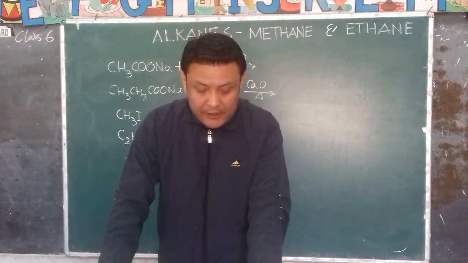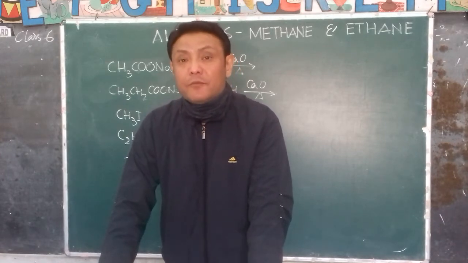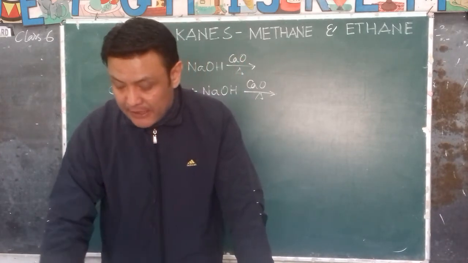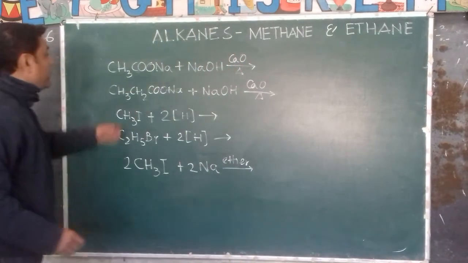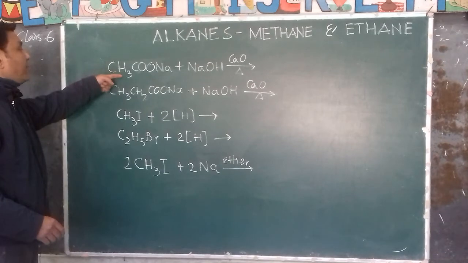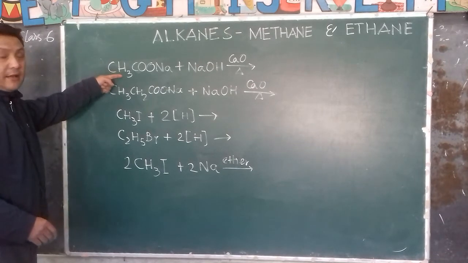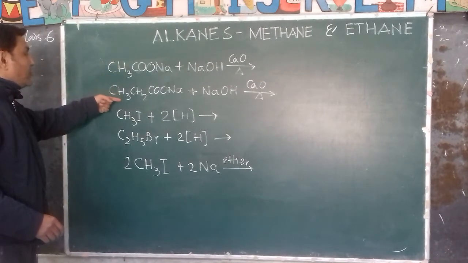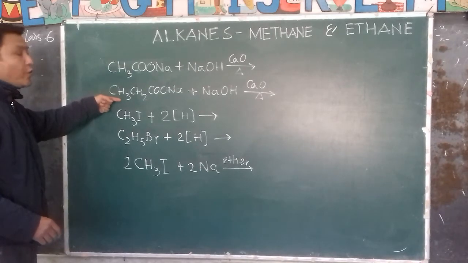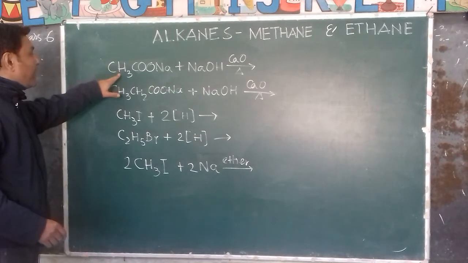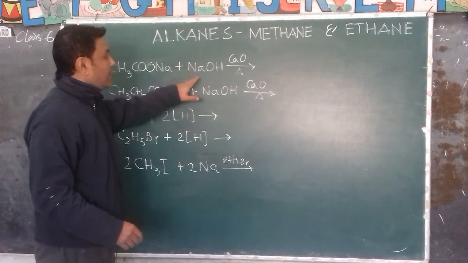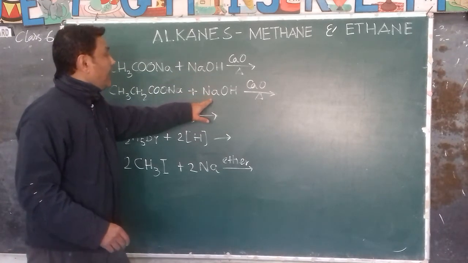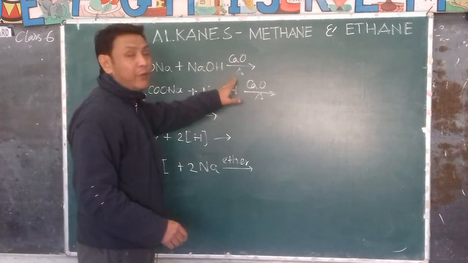So nomenclature we have already discussed. So we directly come to the preparation of methane and ethane. In the lab preparation of methane, we use sodium acetate, and for the preparation of ethane, we use sodium propionate. So this is sodium acetate, this is sodium propionate. We react it with sodium hydroxide, an alkali, in the presence of calcium oxide, and then we heat it.